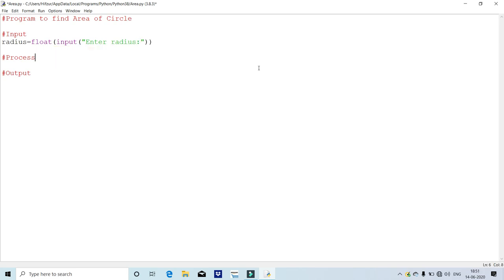After that, we need to do some process, that is finding the area. So area will be equal to pi, that is 3.14, multiplied by r square, that is radius into radius.